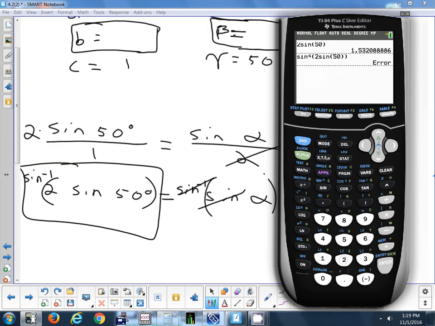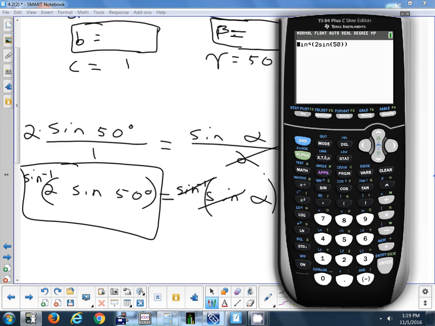What you're basically trying to do, if you want to think about it visually, here's 2 sine 50. That's about 1.53. And here's the graph of sine. What I am asking is where those two graphs cross. That's what you're trying to do when you type this in. Where do they cross? Well, they don't. That's why when we typed it in, we got an error. We couldn't solve it.